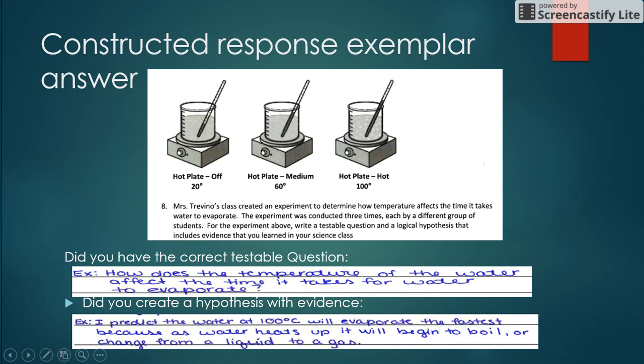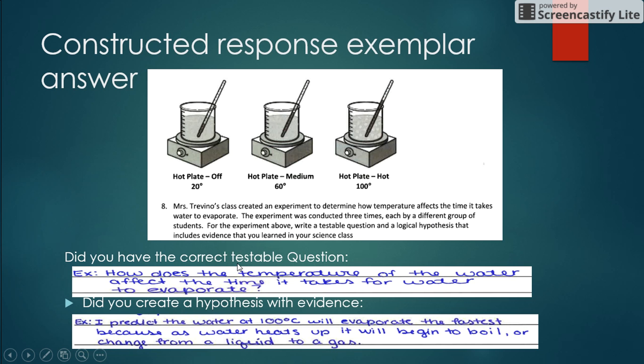Our constructed response exemplar answer. So for question 8, Ms. Trevino's class created an experiment to determine how temperature affects the time it takes water to evaporate. The experiment was conducted 3 times, each by a group of students. For the experiment above, write a testable question or logical hypothesis that includes evidence that you've learned in science class.